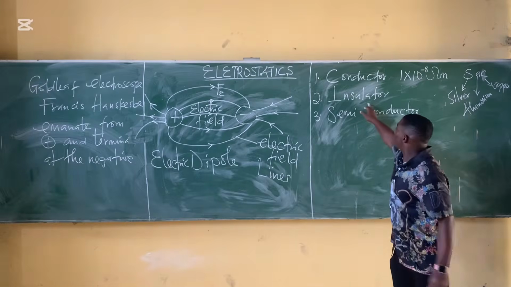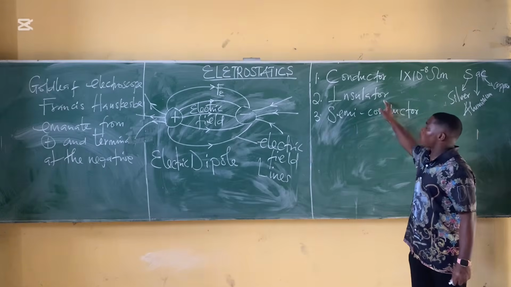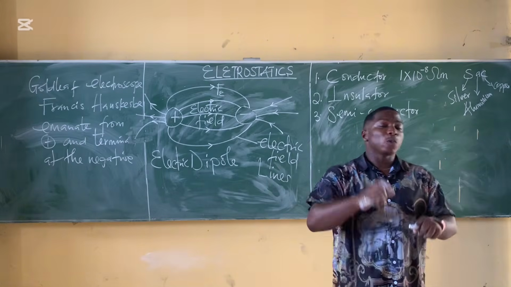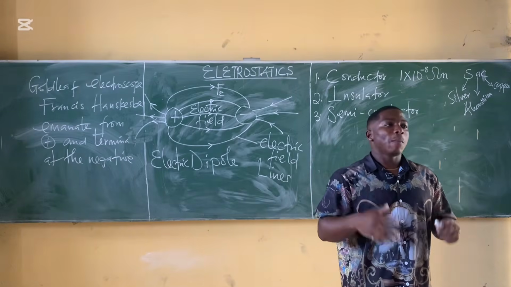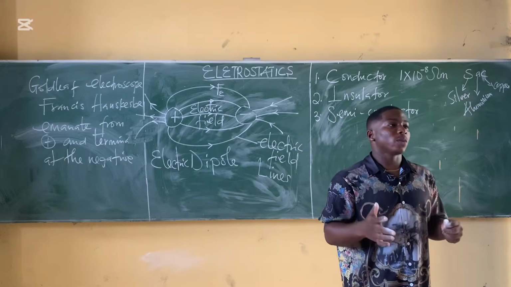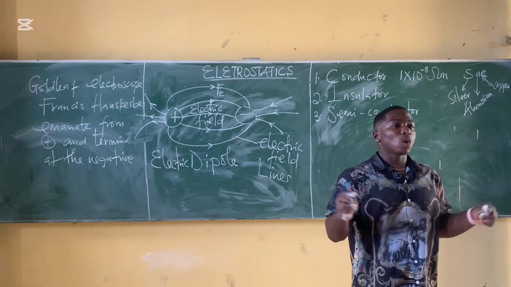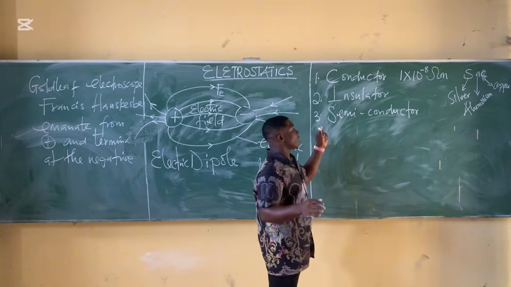Next one is insulators. Insulators or non-conductors are materials that do not allow the flow of electrons or electricity. They do not allow it at all. They are called insulators.